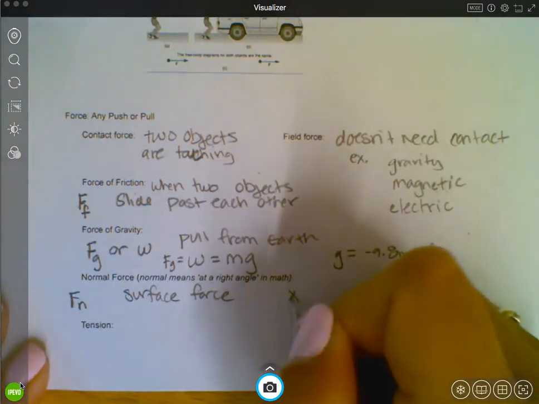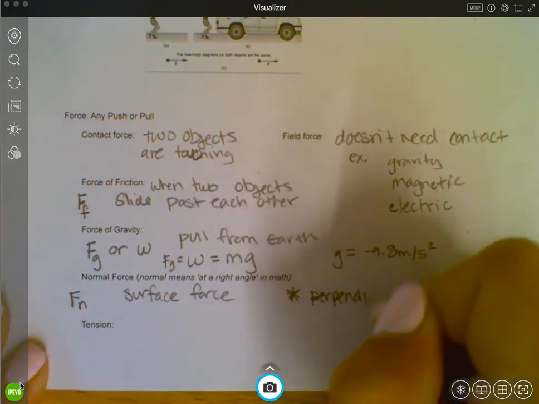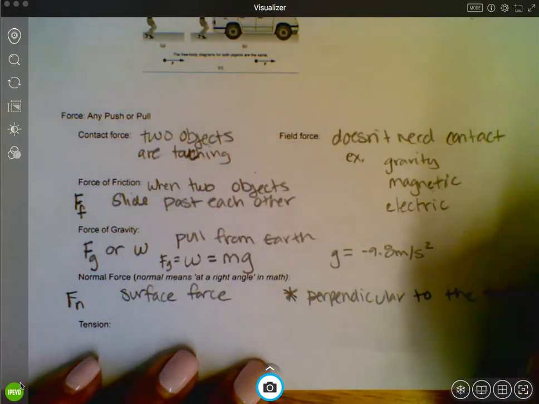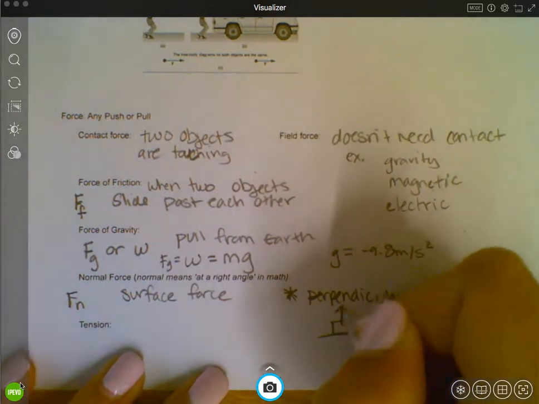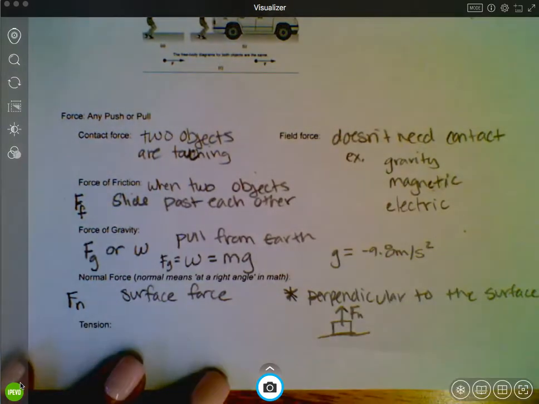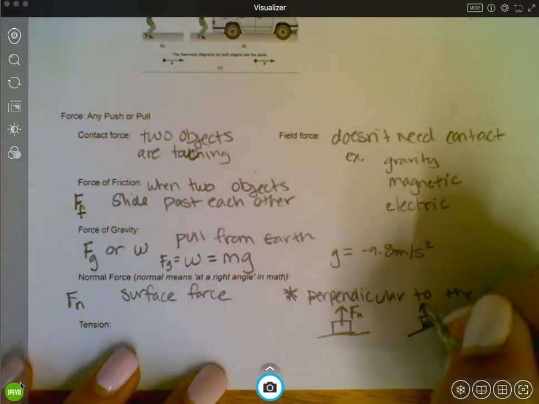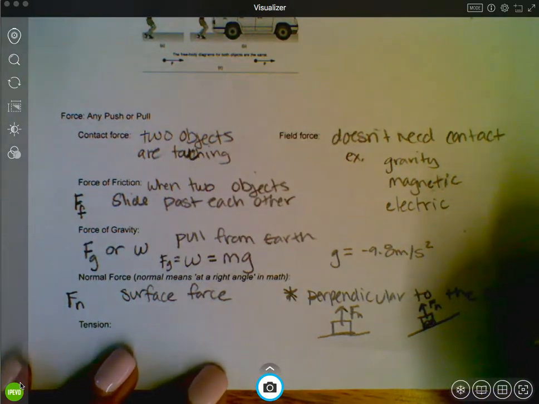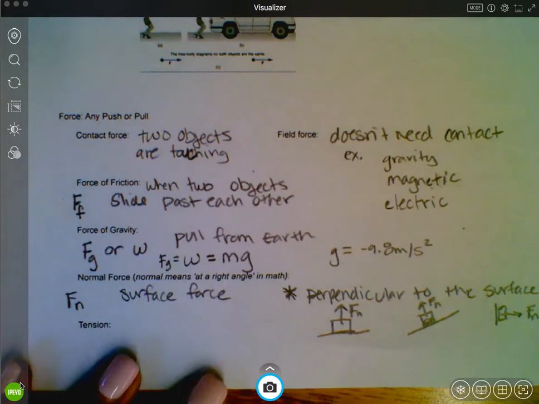And the really important thing to note is that the normal force always works perpendicular to the surface. So if it's a table with a book on it, the normal force is going to push up, right? If it's a ramp with a car on it, the normal force pushes perpendicular to the ramp, okay? If it's a wall and you're pushing something up against the wall, right? So let's say that book is up against the wall, it's going to push this way, okay?